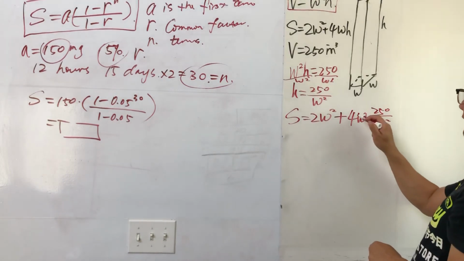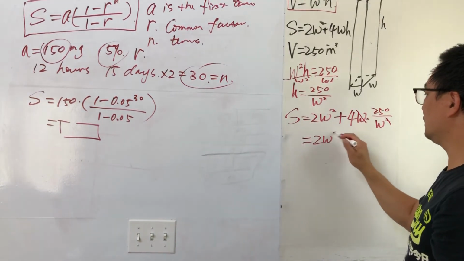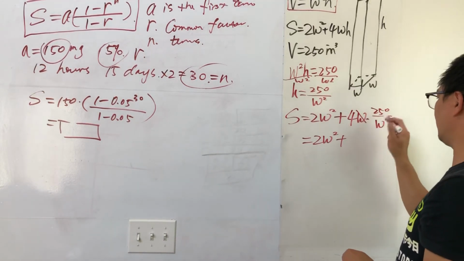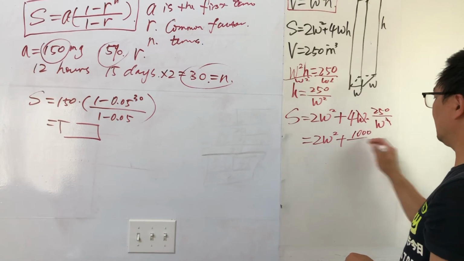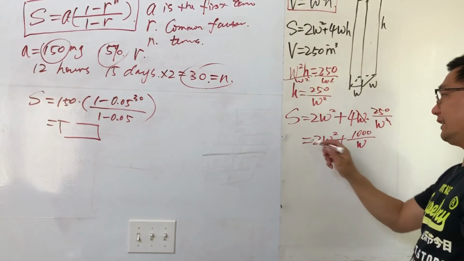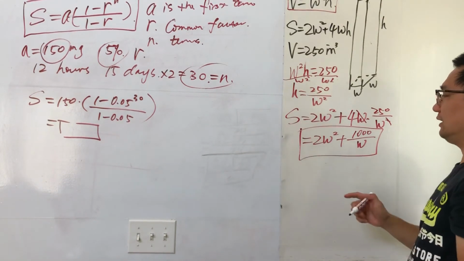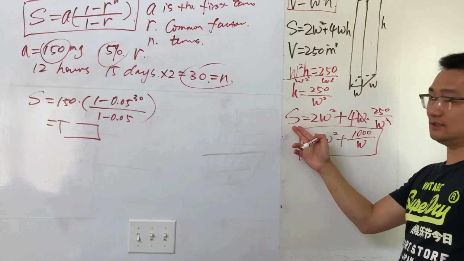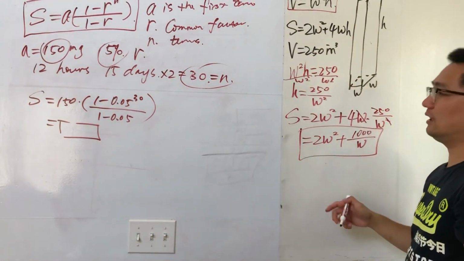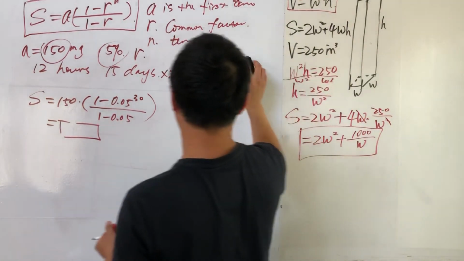So now you can cancel out 1. Finally you have 2 W square plus 4 times 250, which is 1,000, over the width, only 1 width on the bottom. That is the answer here. That's how we can find a function for surface area in terms of width, no more H. That's how we can find the answer to this question.